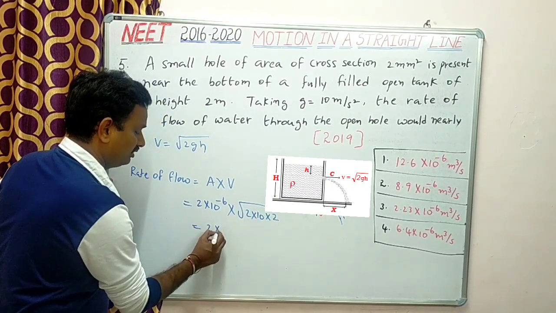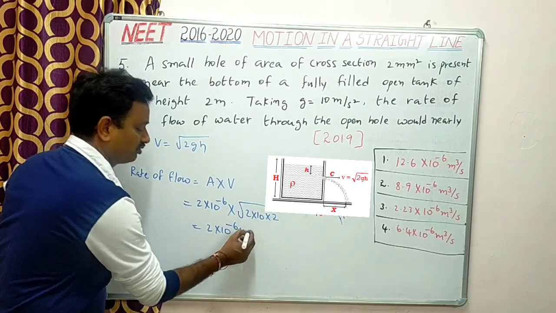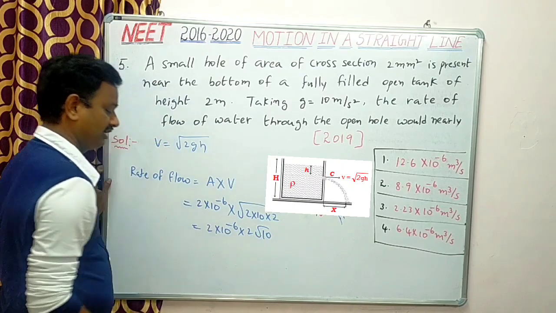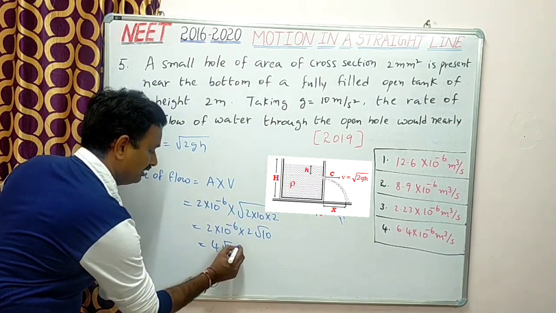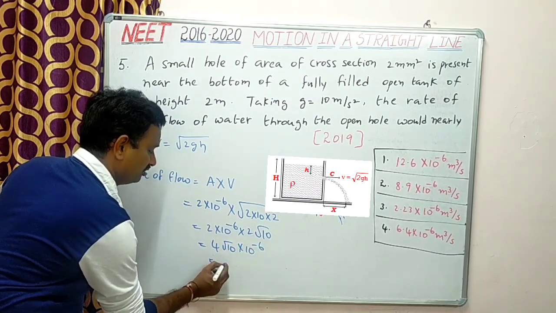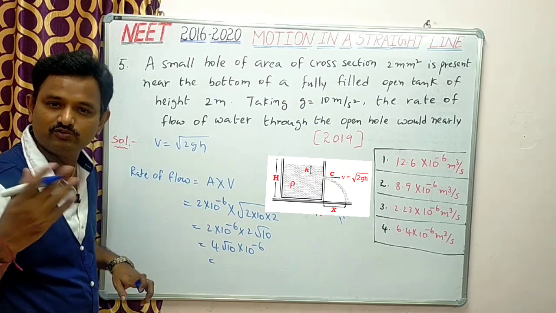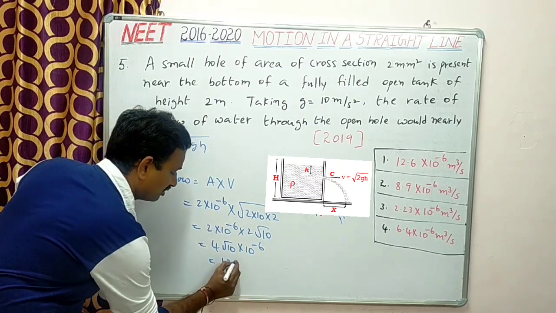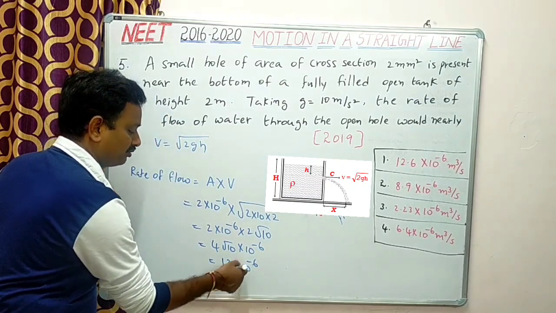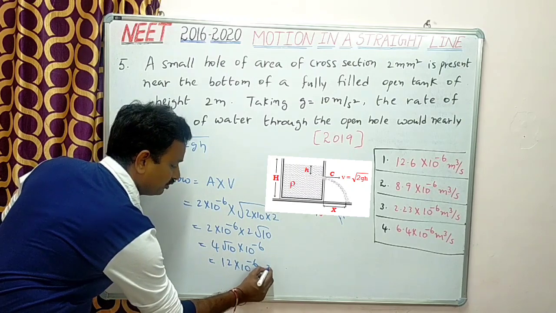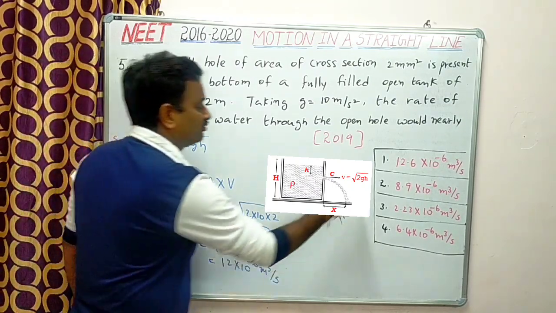So what will you get? You will get 2 into 10 power minus 6. See, root of 2 into 2 means root 4, root 4 means 2. So we will get 2 root 10. Okay. Then we will get 4 root 10 into 10 power minus 6. See, root 10 I will approximately take root 9, that means 3. So 4 into 3 is 12. So I will get 12 into 10 power minus 6 meter cube per second. Okay, if you see the options, option 1 is the answer.